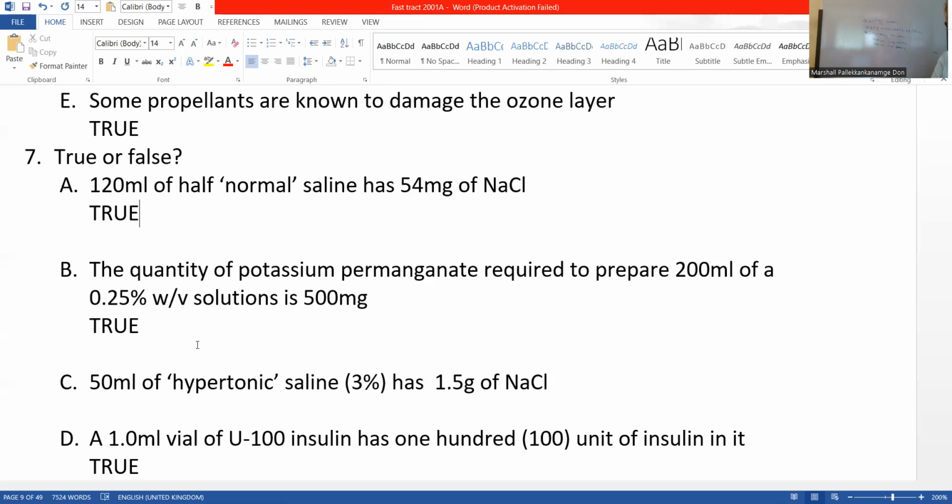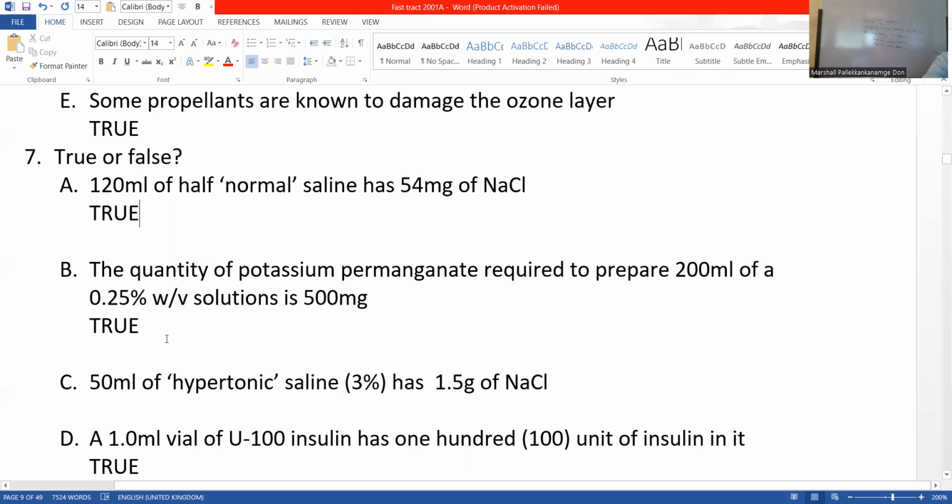C, 50 ml of hypertonic saline, that is 3%, has 1.5 grams of sodium chloride. So this is also easy. 3% means 3 grams in 100 ml. So when 100 ml has 3 grams, half of that is in the 50 ml. So 50 ml has half of 3, that is 1.5 grams. That is true.